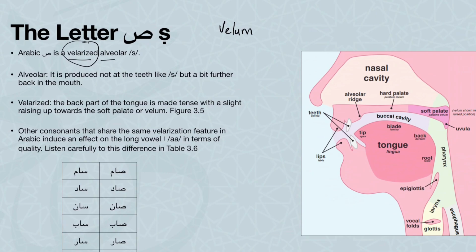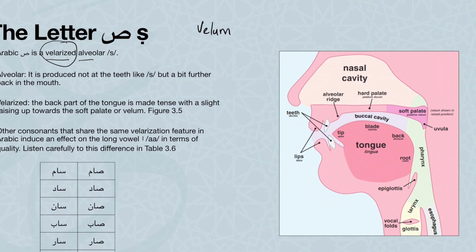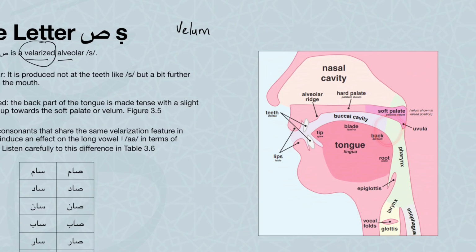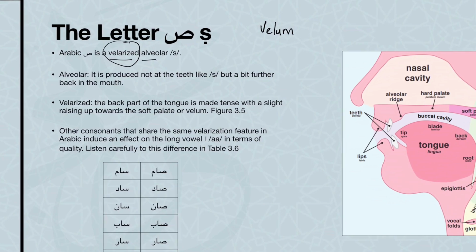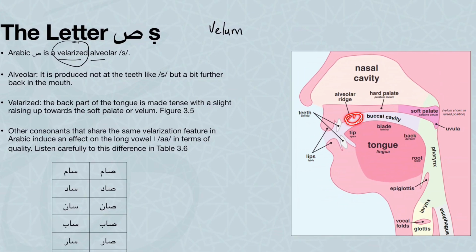The other quality of it, besides being velarized, is also being alveolar, in which it resembles the Sin, as it also comes in this area. So basically, one element of the Sod happens here, and the other element happens here. Alveolar is produced not at the teeth like the Sin, but a bit further back in the mouth, as the tip of your tongue will be in this area. Not at your teeth, but here. This is where your tip gets into, at the alveolar ridge.